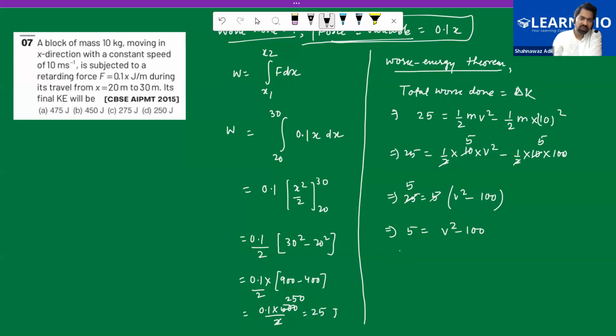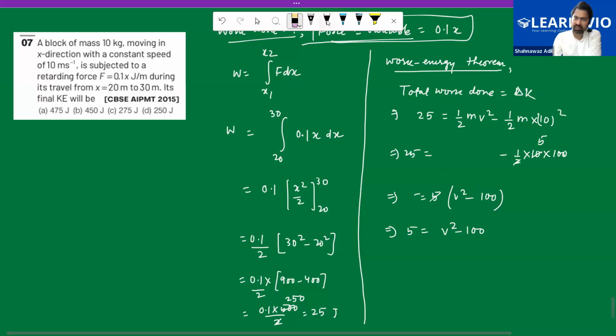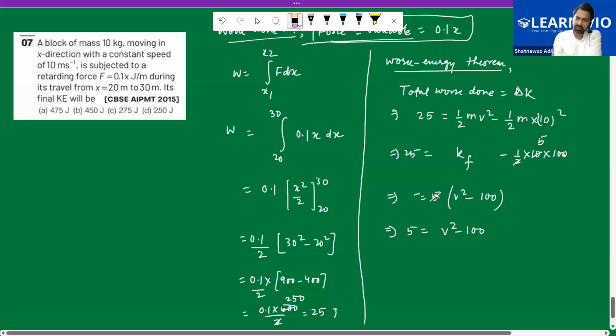We have to only find out the final kinetic energy. So we need to solve this part, right? We don't want to find out the velocity. So only this part would be enough, right? So this is the final kinetic energy. Okay, fine. And this part is here.